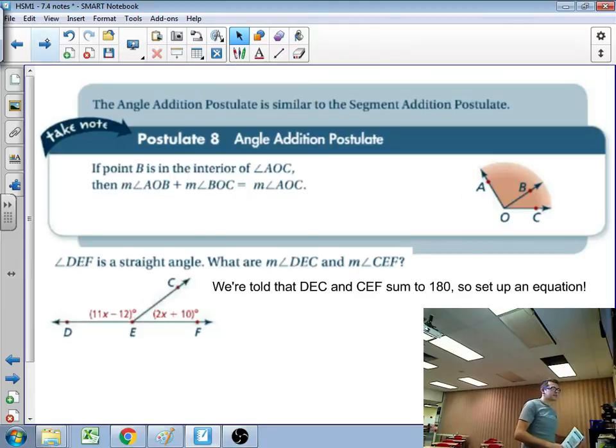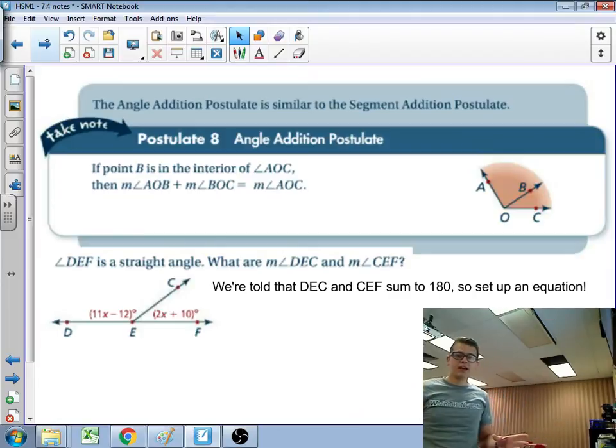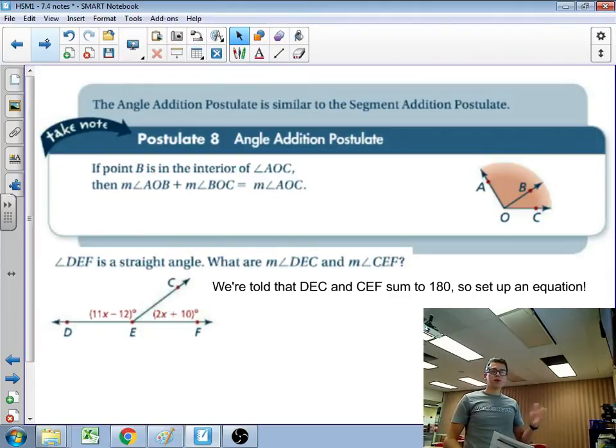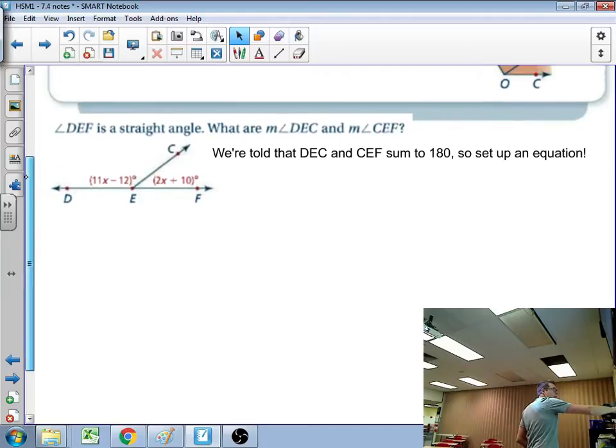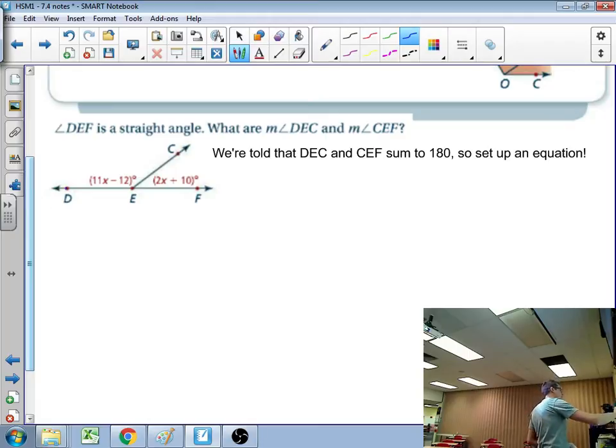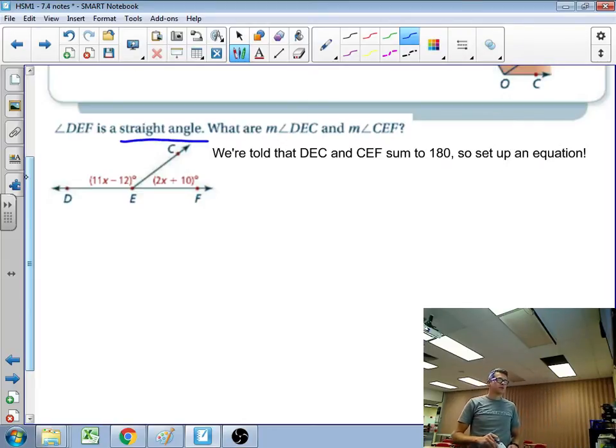Now this is where it all starts to get really fun. So the angle addition tells me that if I see one big angle formed out of multiple smaller angles, I know that those smaller angles add up to give me that bigger angle, assuming that all of them are adjacent, that they have to be touching, sharing the same vertex, right up against each other. So here, we're told that DEF, so when I look at DEF, start at D, go through E, go to F. Well, it looks like a straight line, but we can't assume that until we're told that it is a straight angle. So we know that it's going to sum to 180 degrees. That's what straight angle tells me.